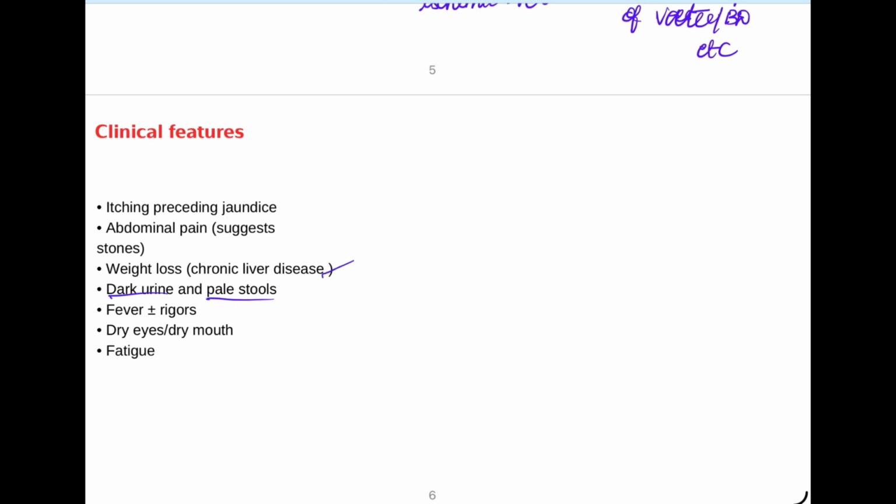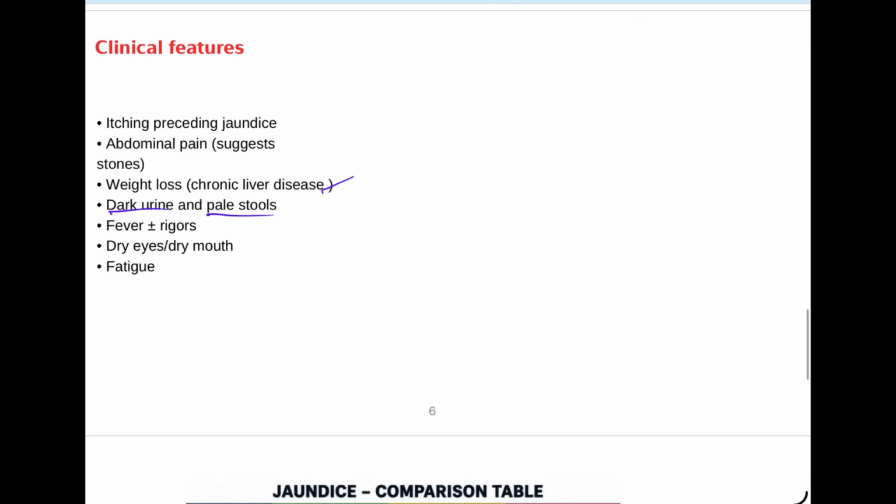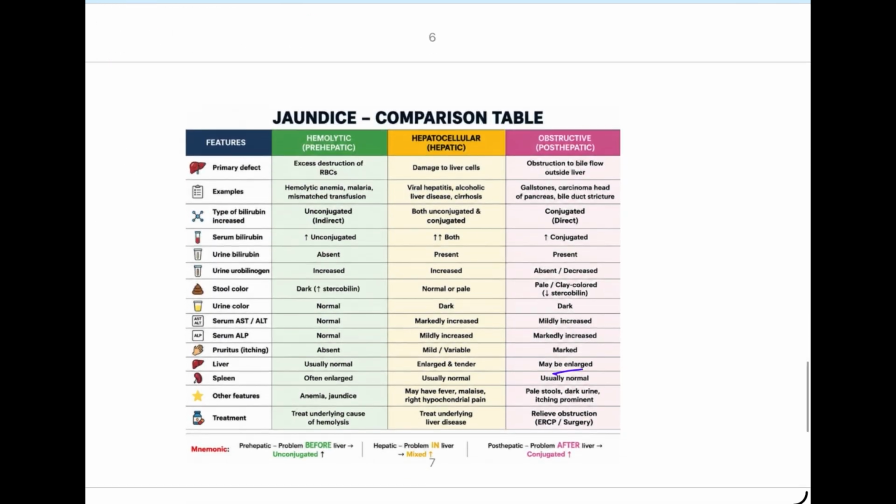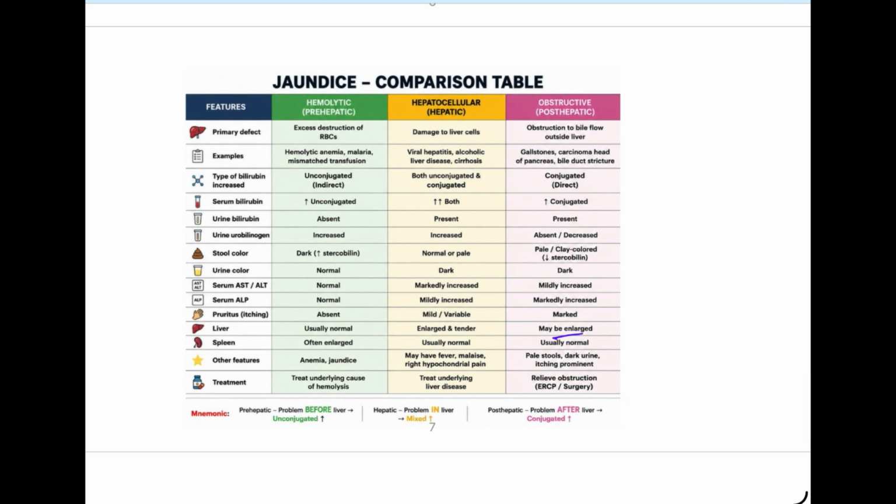Dark urine and pale stools are seen. Pale stools are seen in post-hepatic or obstructive jaundice. Dark urine is seen in hepatic jaundice. Fever and rigors are also seen in jaundice. Dry eyes, dry mouth, and fatigue are seen in jaundice. So let's see a comparative table between hemolytic, hepatic, and post-hepatic jaundice.